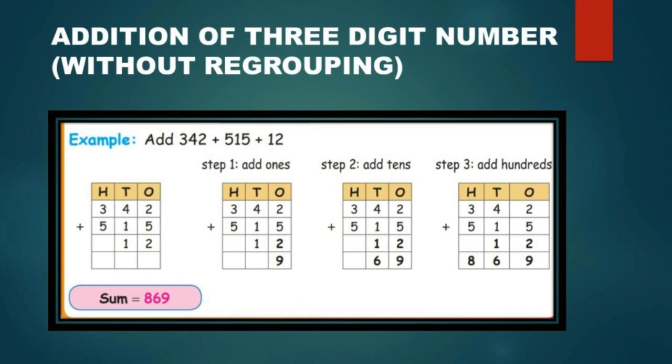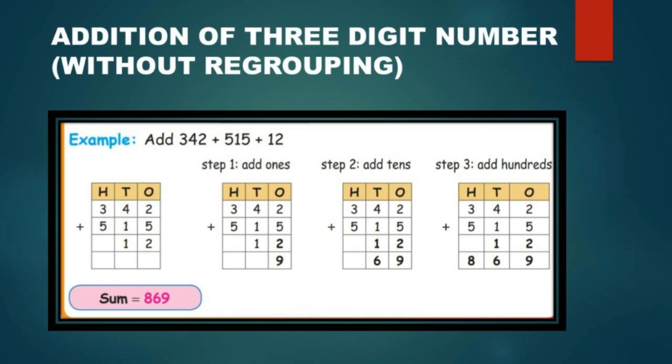Next our side heading is addition. You know addition, no? Last year you studied 2-digit numbers. This year we are going to study 3-digit numbers. In addition, first we are going to see without regrouping, that is without carrying. Look at this example sum.